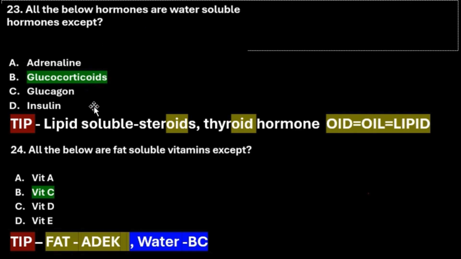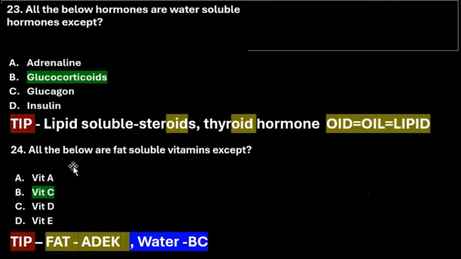So how do lipid soluble and water soluble hormones differ, and how will you remember the important lipid soluble hormones? The tip is: steroids and thyroid hormones are lipid soluble hormones. How will you connect it? Lipid is oil, like fat. So in steroids and thyroid, the "oid" part is equal to oil, and it is lipid. This is the way I connected this. When you see "oids," it is something related to oil and it is fat or lipid soluble. So glucocorticoid and thyroid hormones are fat soluble, and adrenaline, glucagon, insulin, etc.